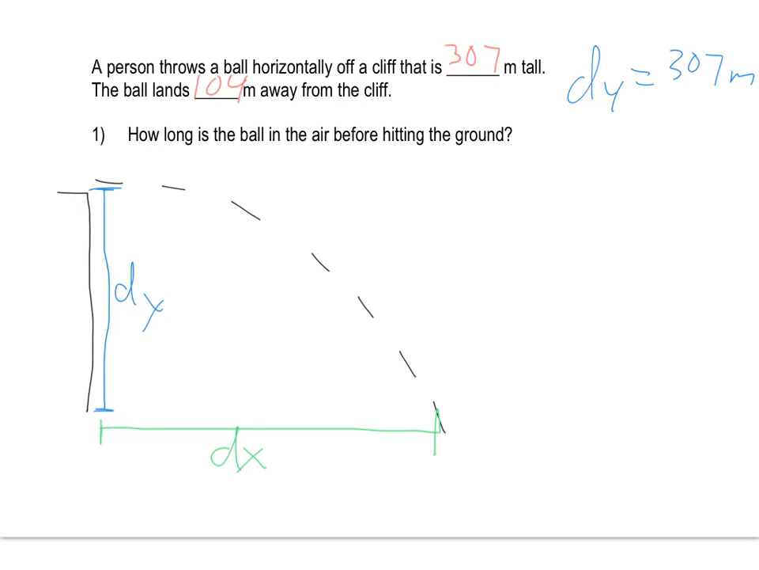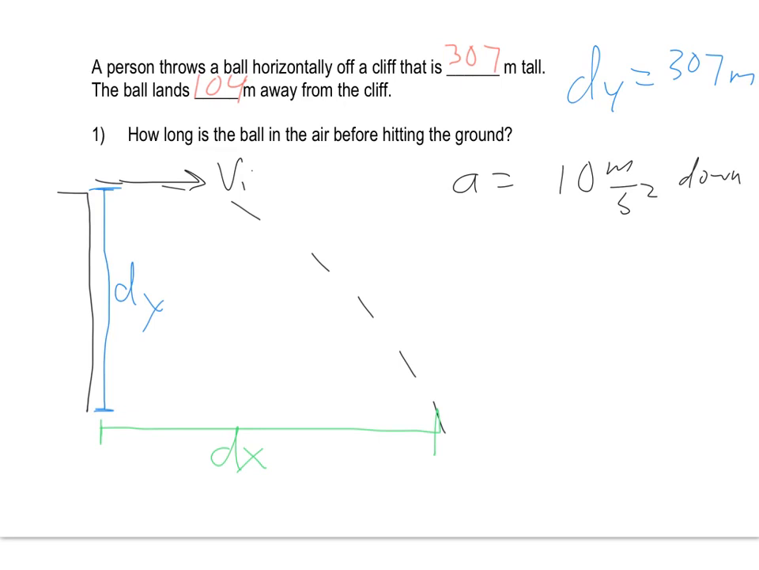As far as how long the ball is in the air, that's really a matter of why the ball hits the ground in the first place, and that is, of course, gravity. The ball is thrown off the cliff with some initial velocity, and if it weren't for gravity, the ball would just go off to the right in a straight line forever. We know that the acceleration of gravity is 10 meters per second squared, and it points down.